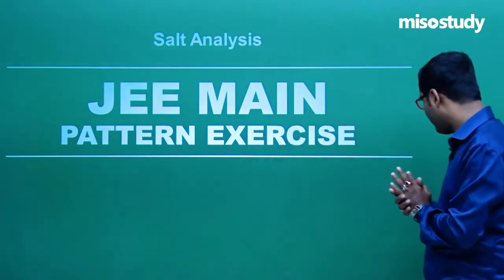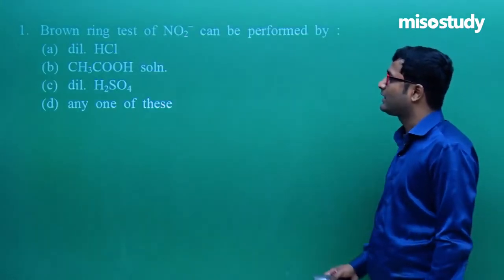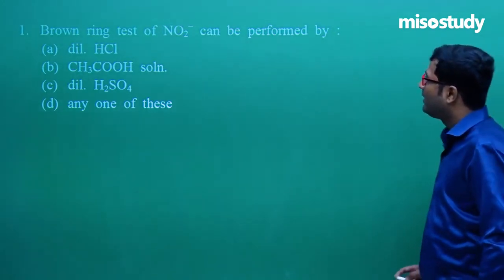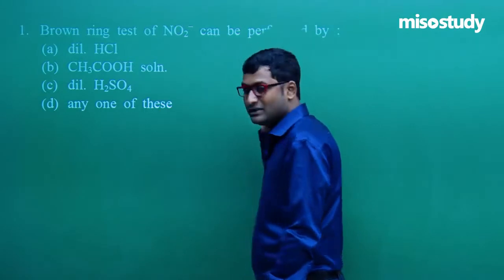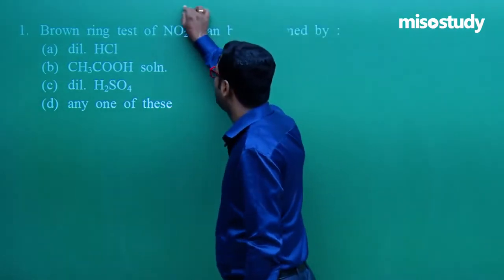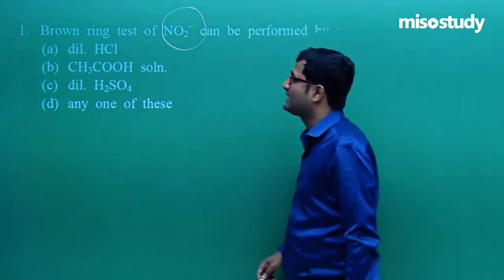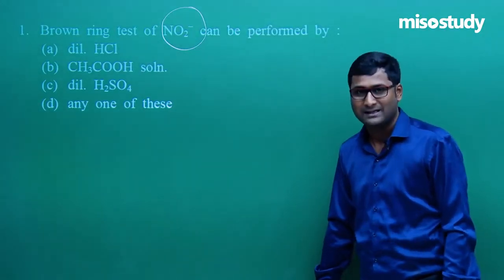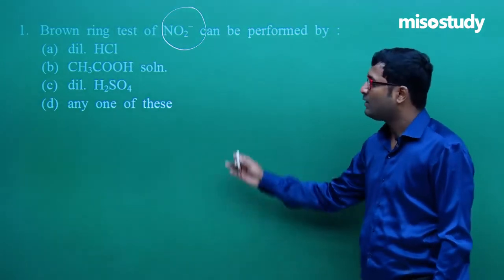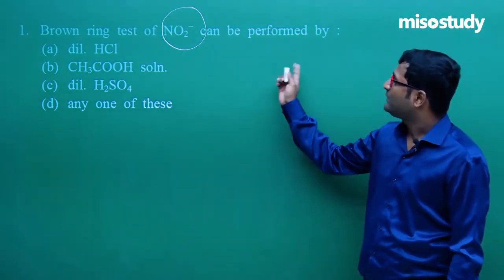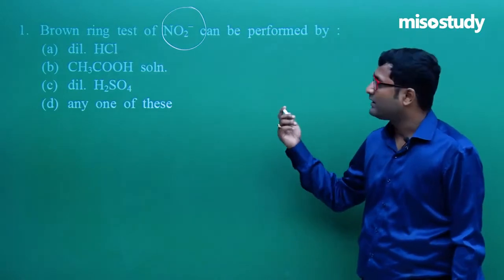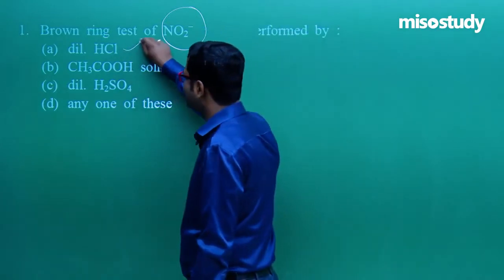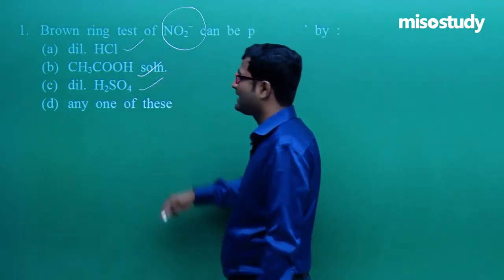Now my first question is, look at the brown ring test. We know brown ring test is used to find out the NO2 minus ion. Clear? This is an anion, one of the famous ones, as I discussed during my lecture. Now it's your turn. Tell me what will happen. As we know, in the brown ring test, protonation takes place. These are all acids.